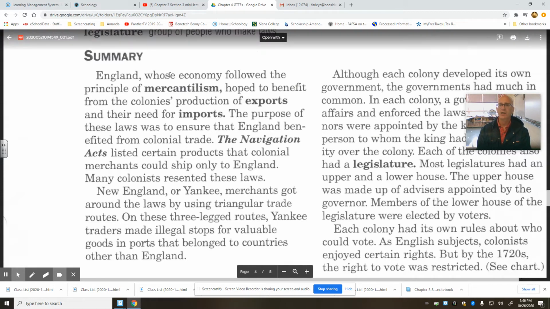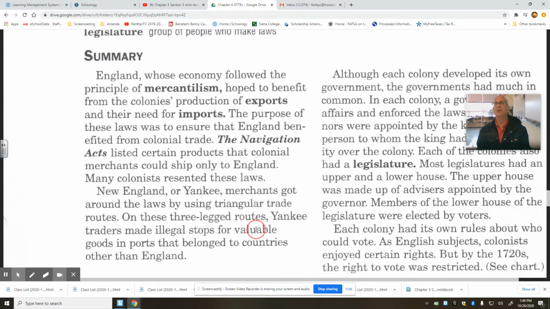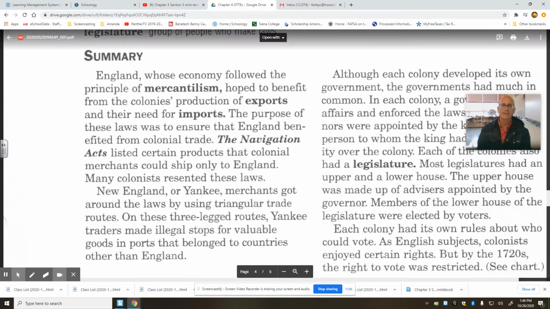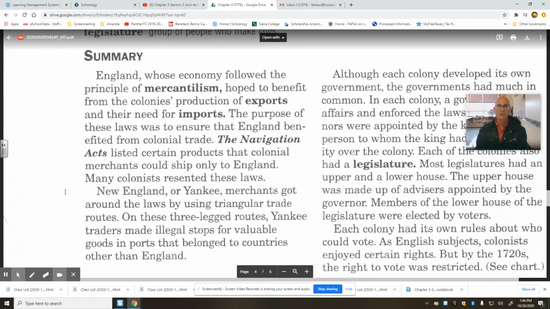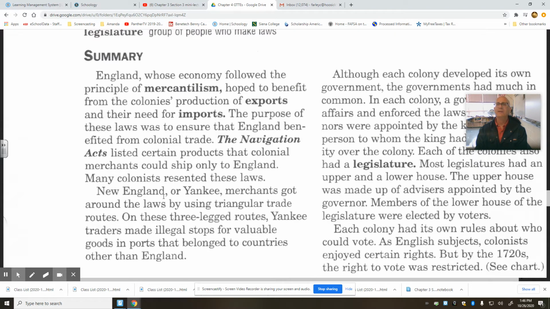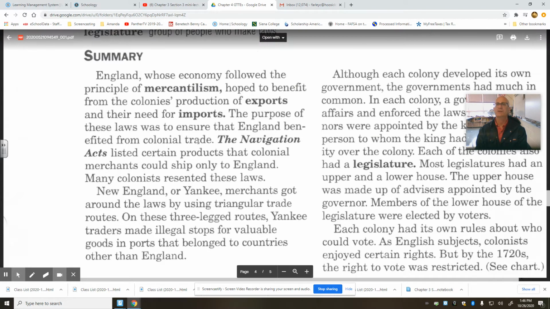And we'll see a video on these triangular trade routes in class. On these three-legged routes, Yankee traders made illegal stops for valuable goods in ports that belonged to countries other than England. So this was the one way around these Navigation Acts. Colonial traders often made illegal stops in ports that belonged to countries other than England.